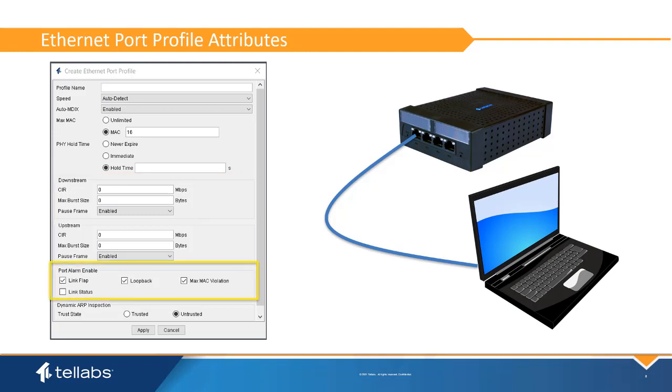Port alarms can be established for link flap, loopback, maximum MAC violations, and link status conditions. A link flap alarm will occur when excessive link up, link down events occur over a short period of time. This would typically indicate a malfunctioning port. A loopback occurs because of a reflected packet back to the switch. This indicates that the physical loopback is present on the port.